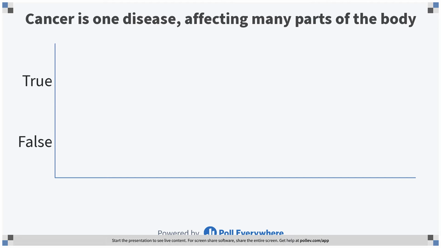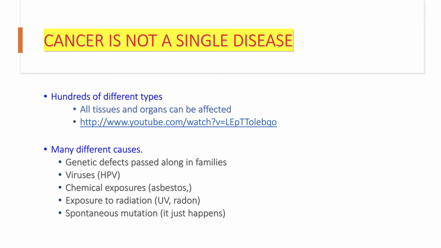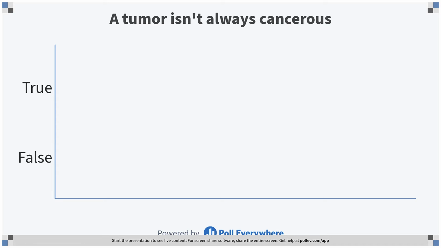Cancer is one disease affecting many parts of the body. True or false? The answer to this one is false. Cancer is not a single disease. There are hundreds of different types of cancers. All tissues and organs can be affected. A tumor isn't always cancerous.